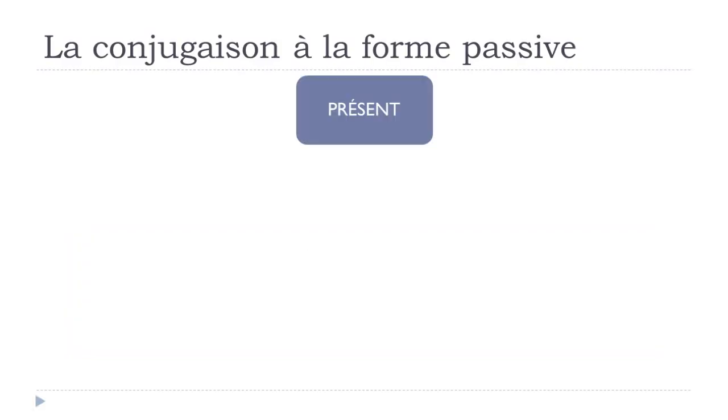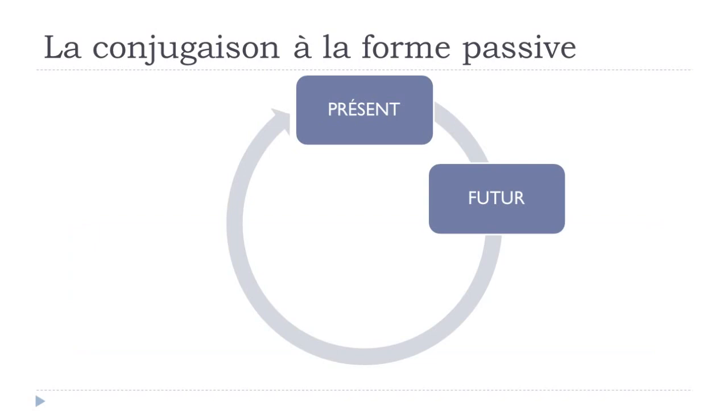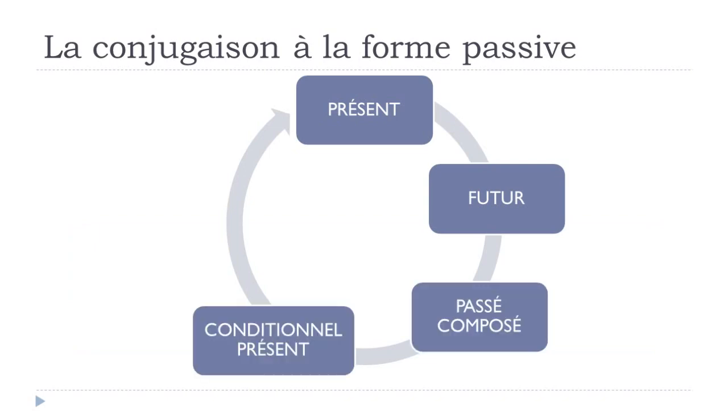So remember that we will see in this lesson le présent, le futur, le passé composé, le conditionnel présent, and then l'imparfait. These are the tenses that we already covered in the previous lessons, okay? So that's the reason why we will try to see how they go at the passive form, all right?